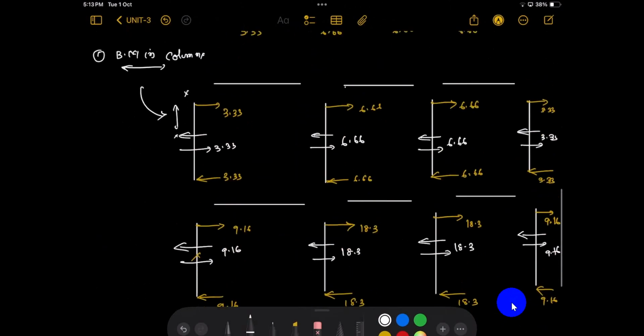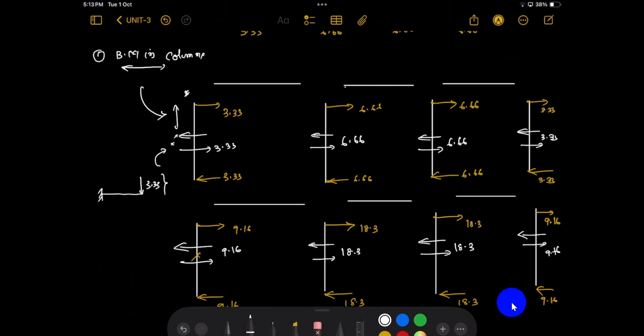See, it looks like a cantilever. This is the load of 3.33. This is a joint, so here is the bending moment. There is no bending moment here. Just imagine it's a cantilever. We already explained this in the previous class.